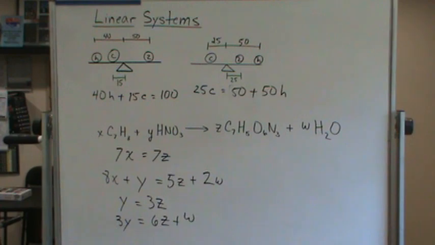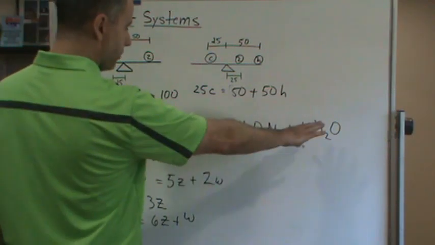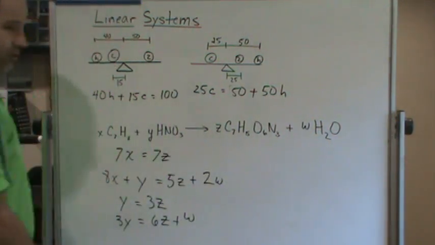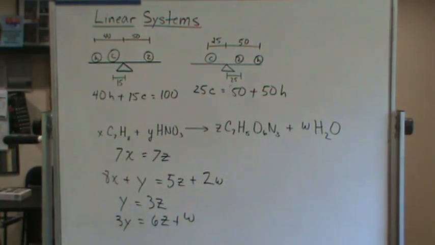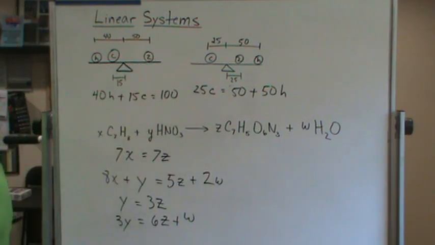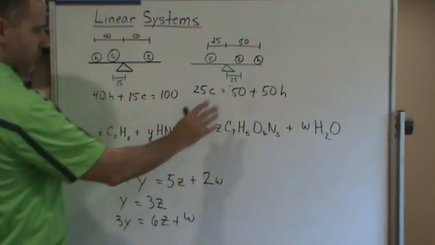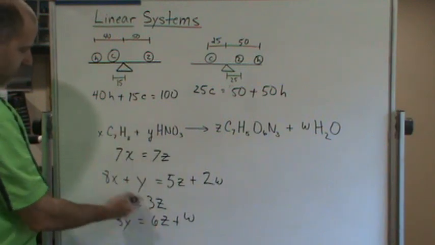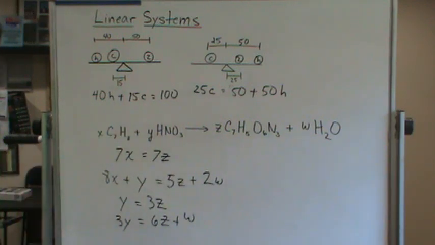Now, how many unknowns do we have? We have 4 unknowns. We've got to find the coefficients for each one of these so we know in what proportions and what amounts we need to start with. If we figure these out, then we know how much we need to start with and how much we're going to end up with. Notice how we have 4 equations with 4 unknowns. We'll talk about that later. So now we've got a system of equations where we can solve for x, y, z, and w.